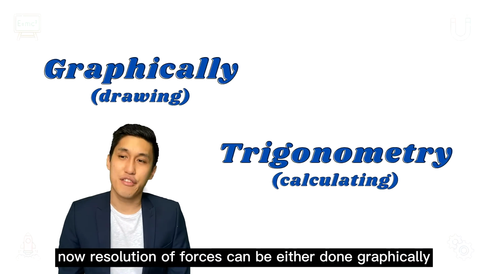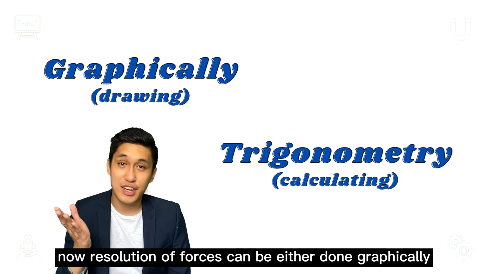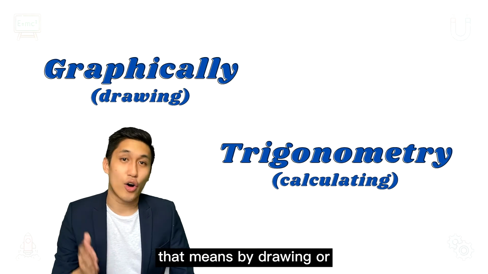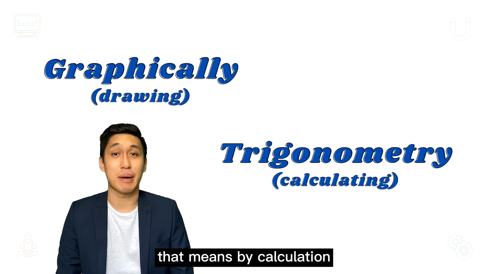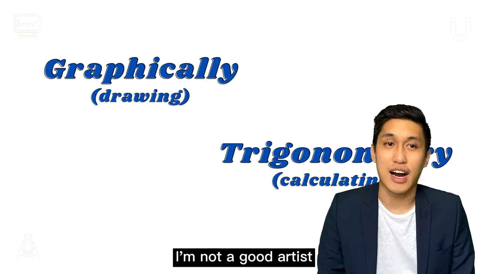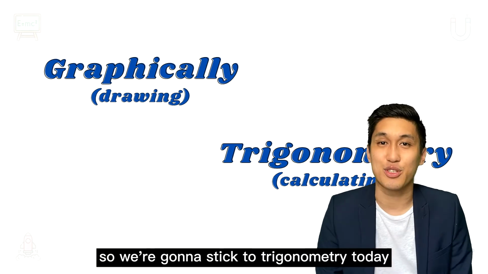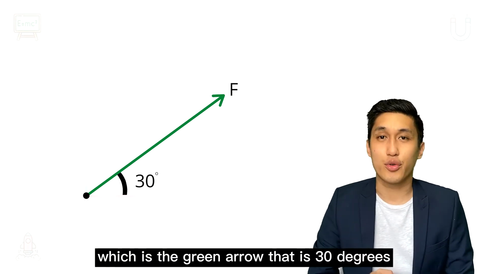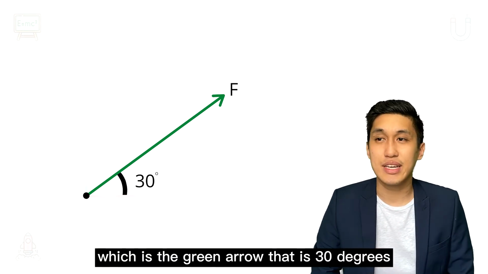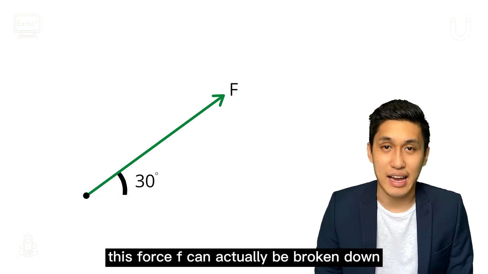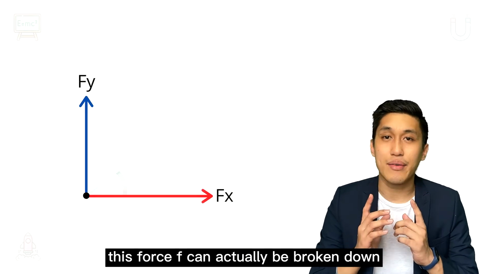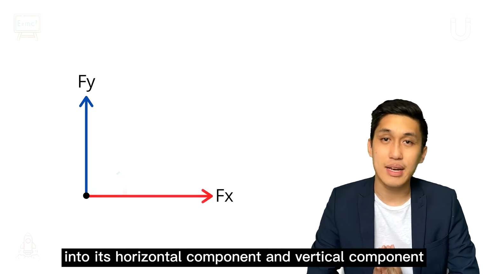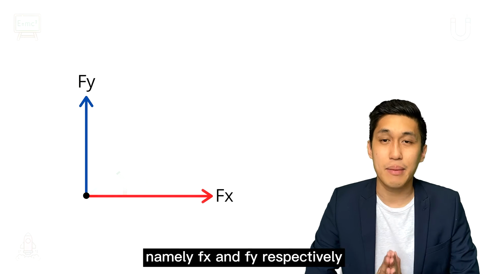Now, resolution of forces can be either done graphically, that means by drawing, or using trigonometry, that means by calculation. I'm not a good artist, so we're gonna stick to trigonometry today. So imagine we have a force F, which is the green arrow, that is 30 degrees above the ground. This force F can actually be broken down into its horizontal component and vertical component, namely Fx and Fy respectively.